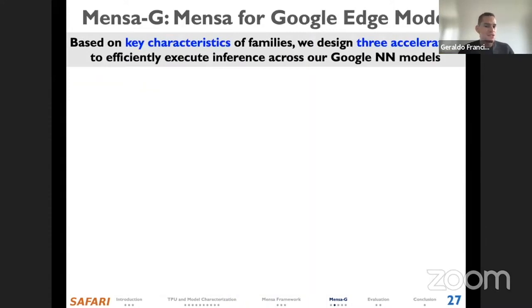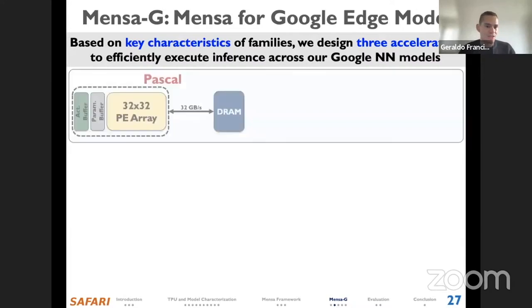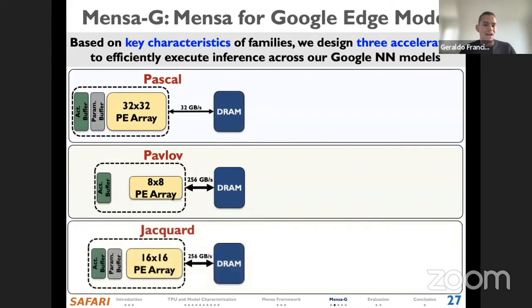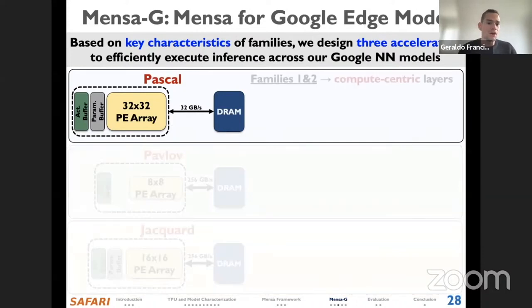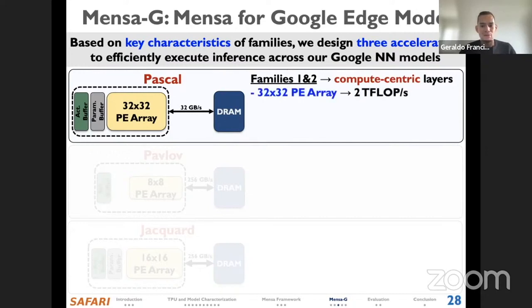Based on the key characteristics of the 24 neural network models and their layers, we designed 3 specialized accelerators: Pascal, Pavlov, and Jacquard. I'm going to briefly give an overview of the hardware characteristics of each one of those accelerators. So here is Pascal. Pascal is a compute-centric accelerator that is designed for the compute-centric layers of families 1 and 2. It has a 32 by 32 processing element array, since layers of families 1 and 2 execute a large number of MAC operations. So we want to size the Pascal processing element array to efficiently perform those in parallel.